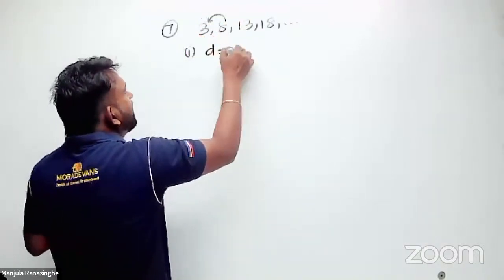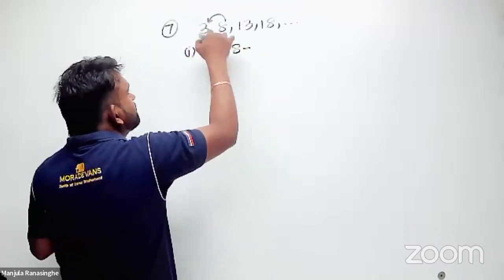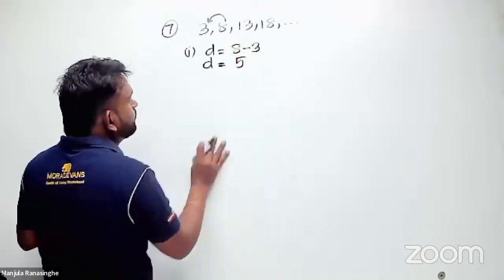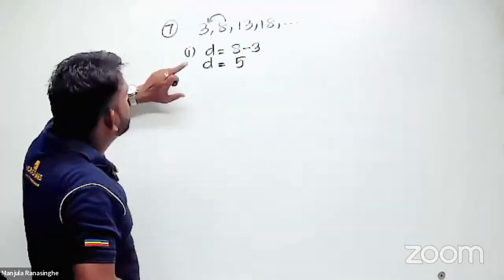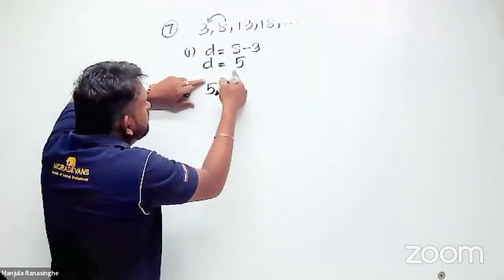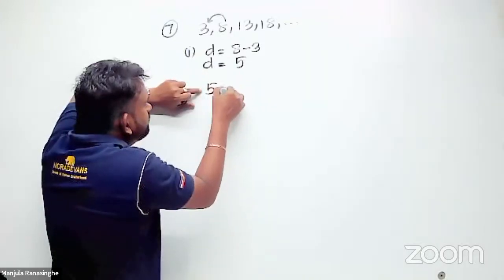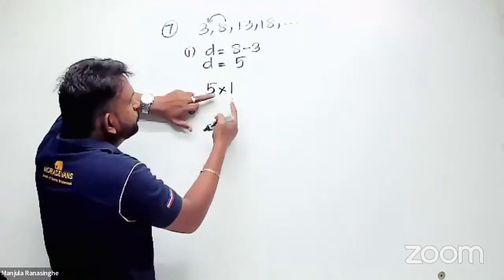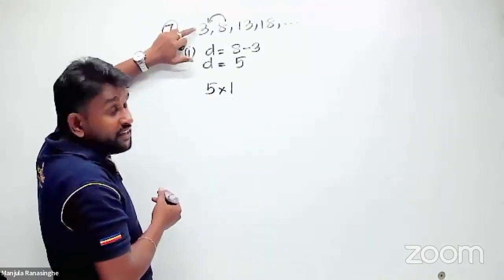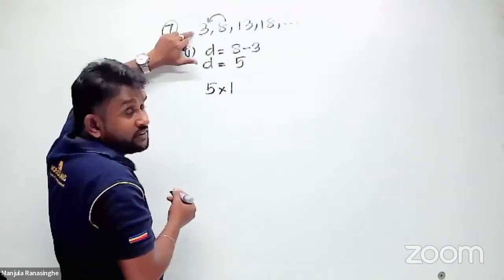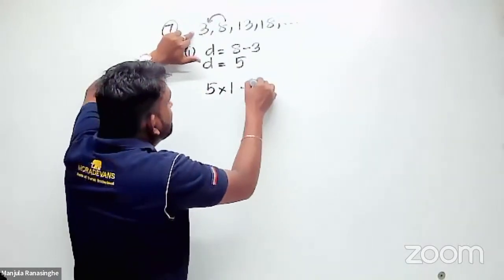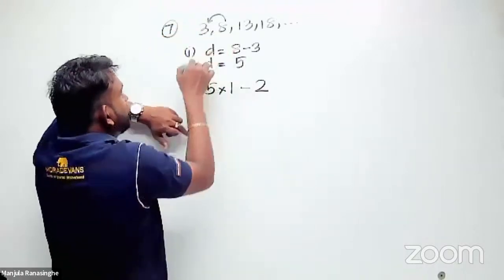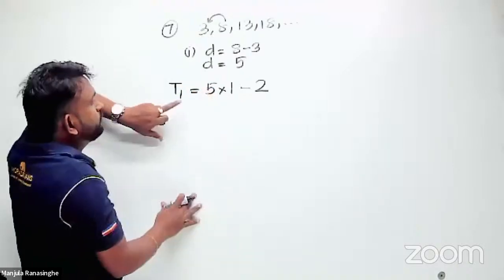How to take the difference? Just 8 subtract 3. After term subtract the previous term. You take the consecutive 2 terms. So d equals 8 minus 3, which is 5. Then you build up the first term. Take the difference 5 and multiply by 1. 5 into 1 is 5, but the first term should be 3, so you have to subtract 2. Why? 5 into 1, 5, minus 2 is 3. That is the first term we build up, T1.